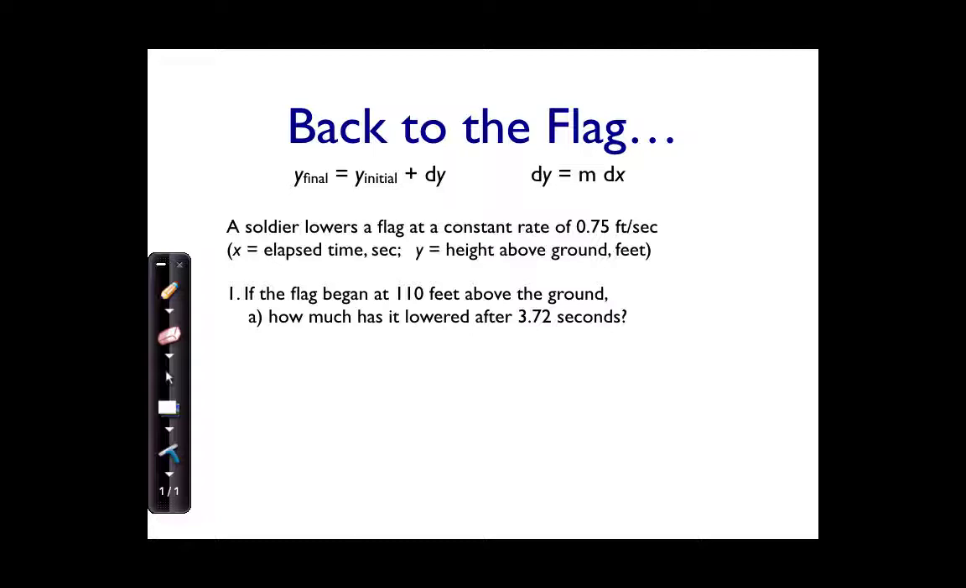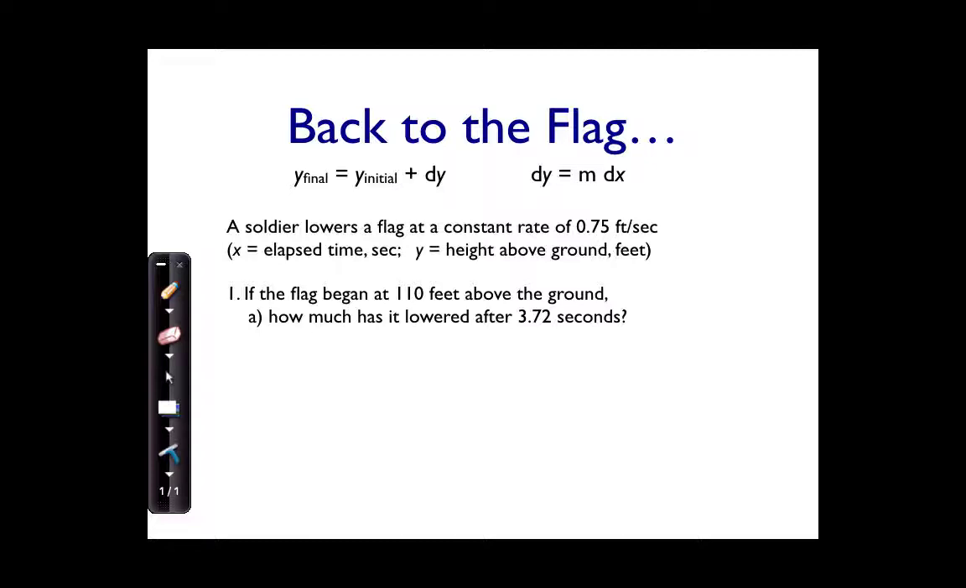So let me ask this. In this question, how much has it lowered after 3.72 seconds? Of these expressions, y final, y initial, dy, dx, m, which is this asking for a value of? It's asking for a value of one of those things. Yeah, the change in y. So that'd be dy. It's asking for the change in the height. Notice it's not asking what is the height. It's just asking how much has it lowered. So it's asking for a value of dy.